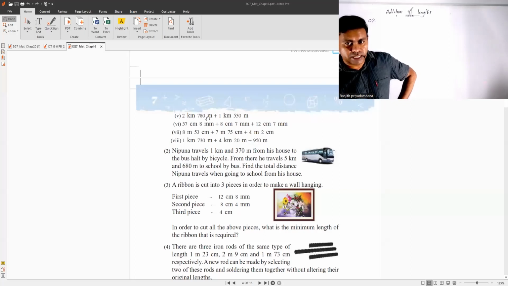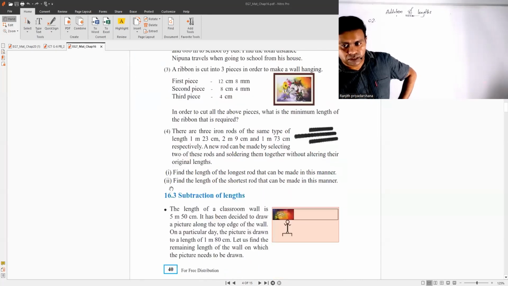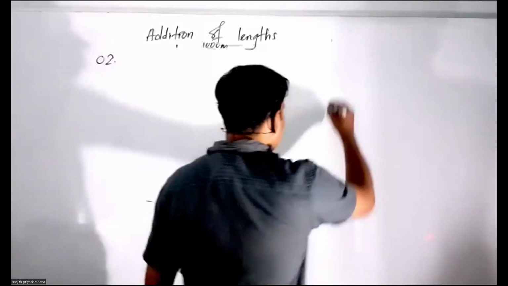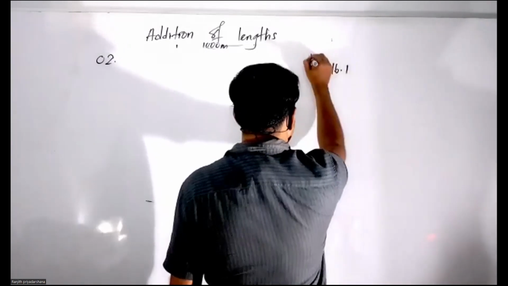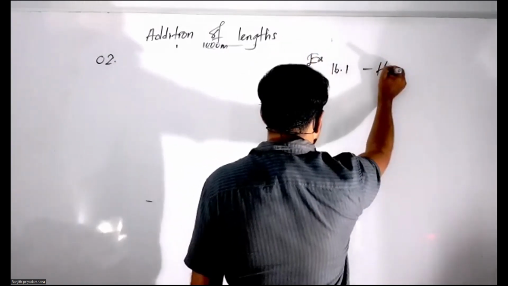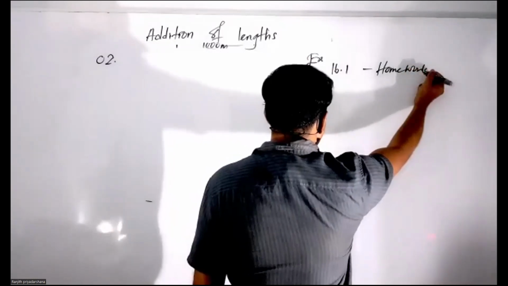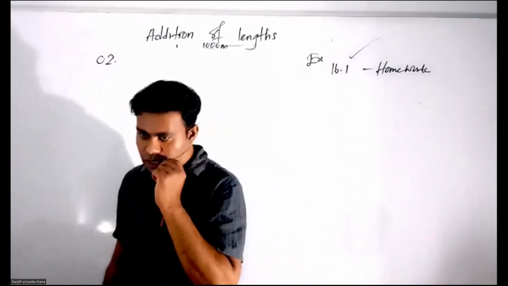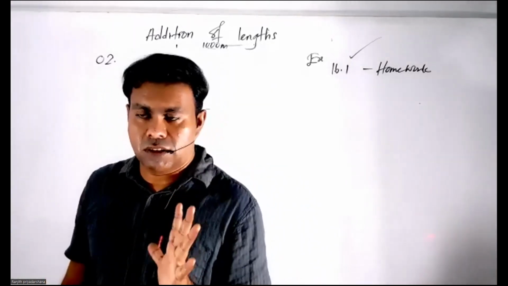2 kilometers 780 meter and 1 kilometer 530 meters, so that's another type, kilometer meter addition, right? Centimeter millimeter addition, right? So you can do that exercise at home, 16.1. Okay, mark it. You have to do 16.1 exercise. So that's homework. You can do it now. Okay. Don't forget to do that.